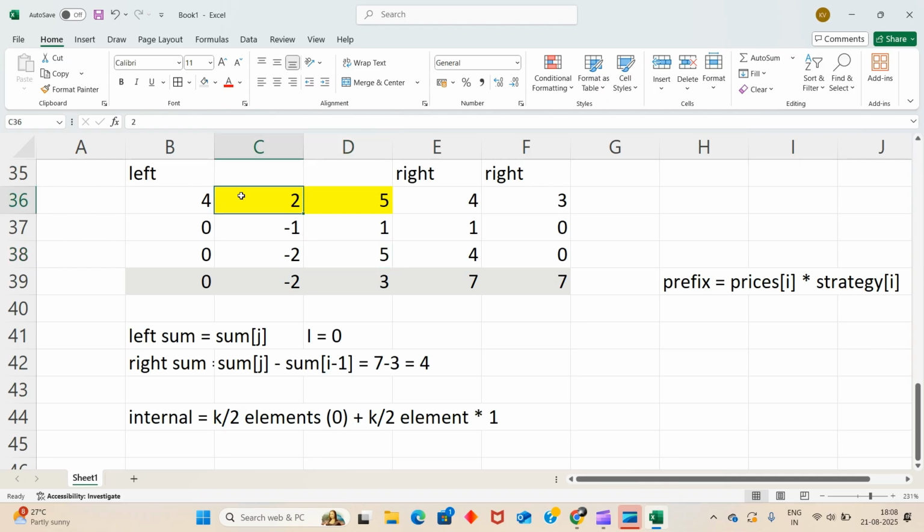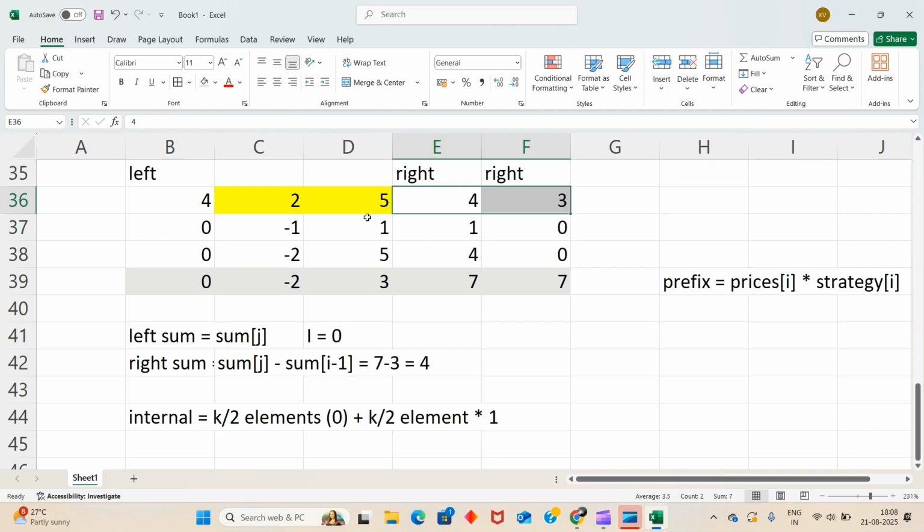Suppose my k is 4, in that case this will be my window. In that case, the first k by 2 elements I will ignore. Why? Because multiplying with 0 will give the answer 0. We don't need to calculate. Now I will just consider the second half, where we need to multiply with 1 because strategy is 1. But why multiply with 1? We can just calculate the sum.